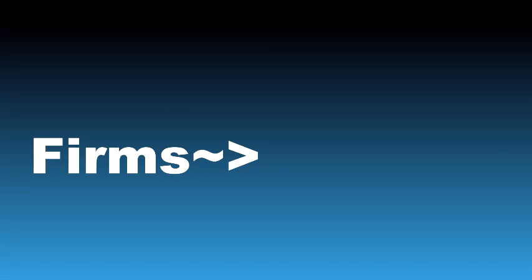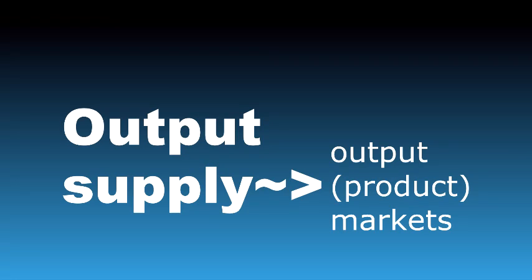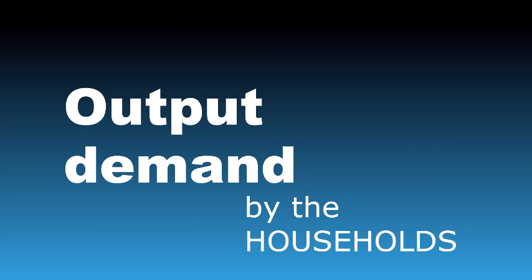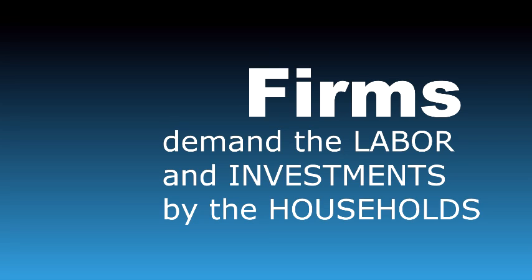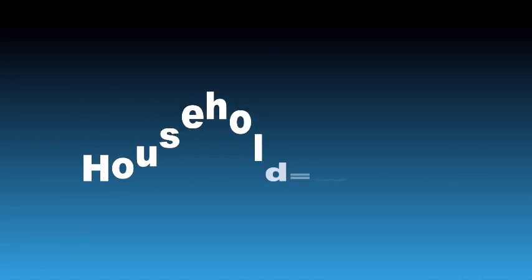The firms supply the outputs to be sold at the output or product market. The outputs will be demanded by the households, who supply labor to the labor market and savings to the capital market. The firms will demand labor and investments by the households. Firms earn capital stock through the investments and households earn wealth through labor.